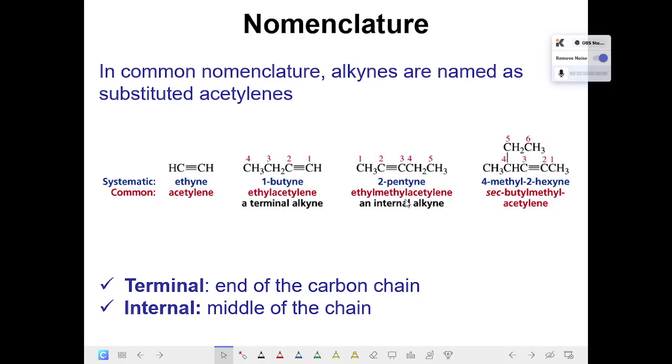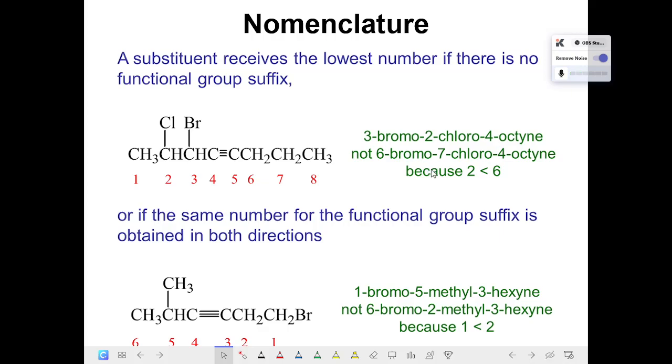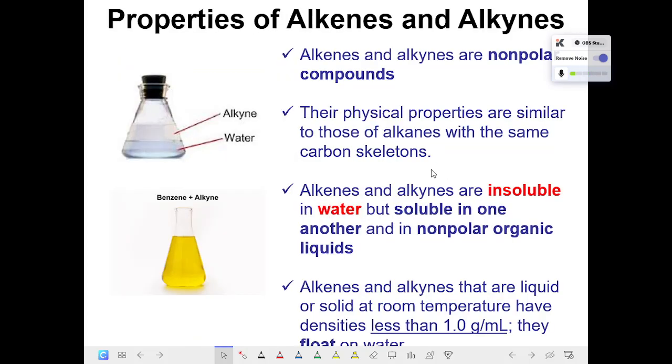For an internal alkyne, the triple bond is somewhere along the chain but not at the end. So the one example is 2-pentyne. So the triple bond is between your 2 and 3 carbons of the chain. Okay? So the rules of nomenclature for alkynes, I will skip this all now kasi nga na-discuss na natin to last time. Now, I would like to focus more on the properties and reactions of your alkynes.